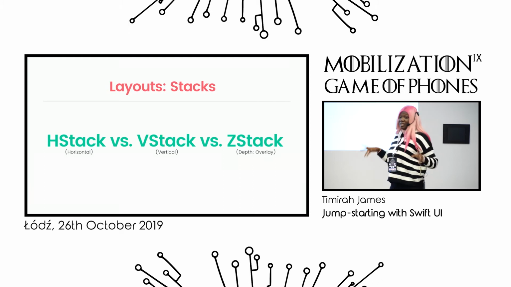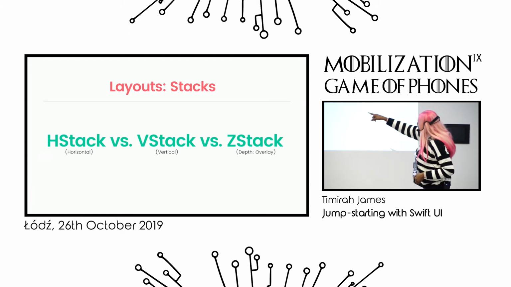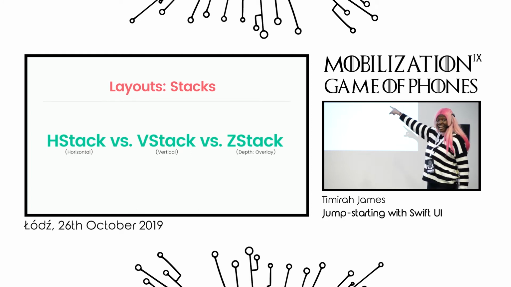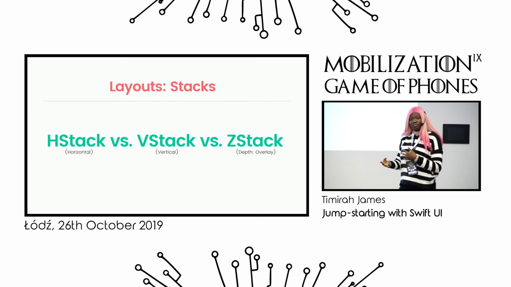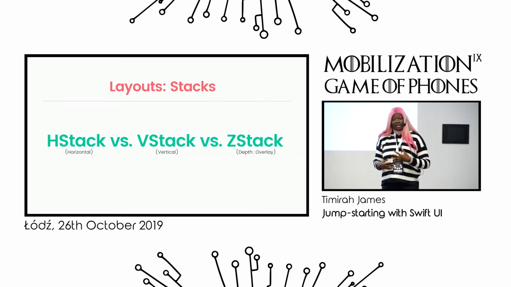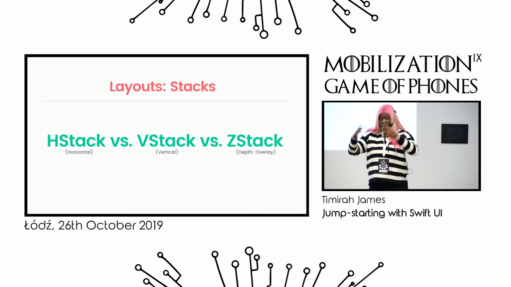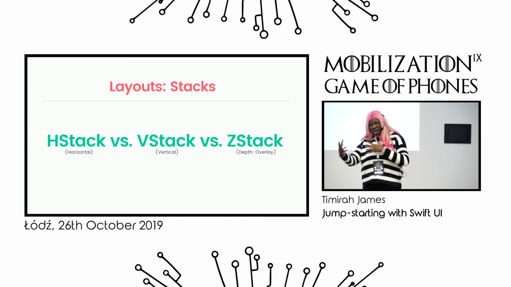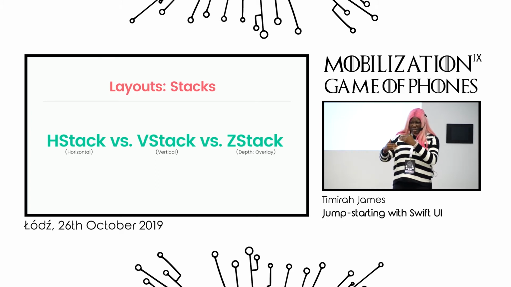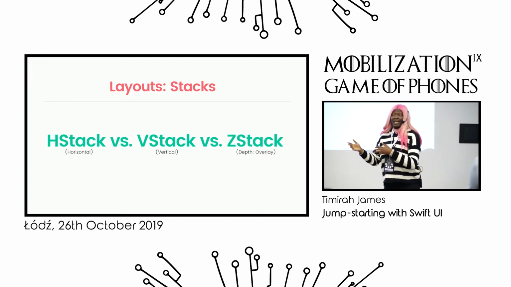So here are our stacks that I was talking about. We have HStack, which is horizontal, VStack, which is vertical, and the ZStack that I was referring to, which refers to depth or overlay. For instance, if you have an image and you want overlaying text, or if you have a card view and you want to do something crazy with an animation, one from the other, you have to use the ZStack.